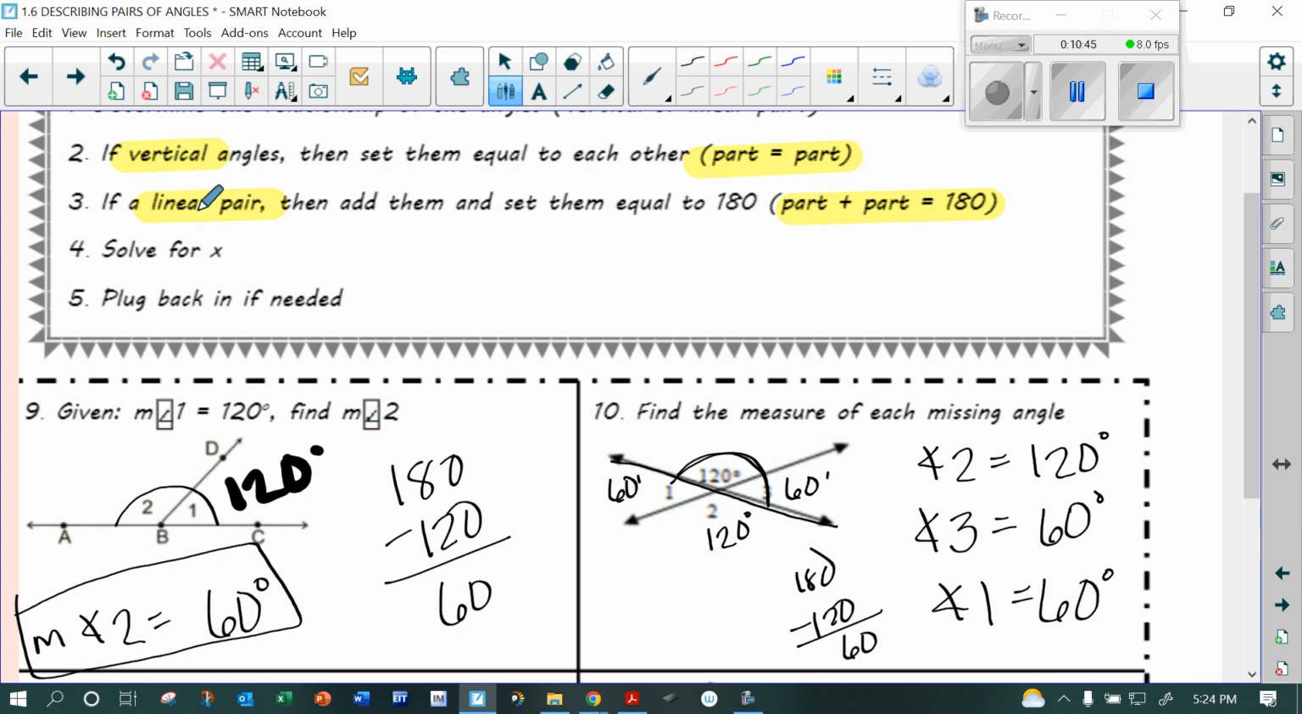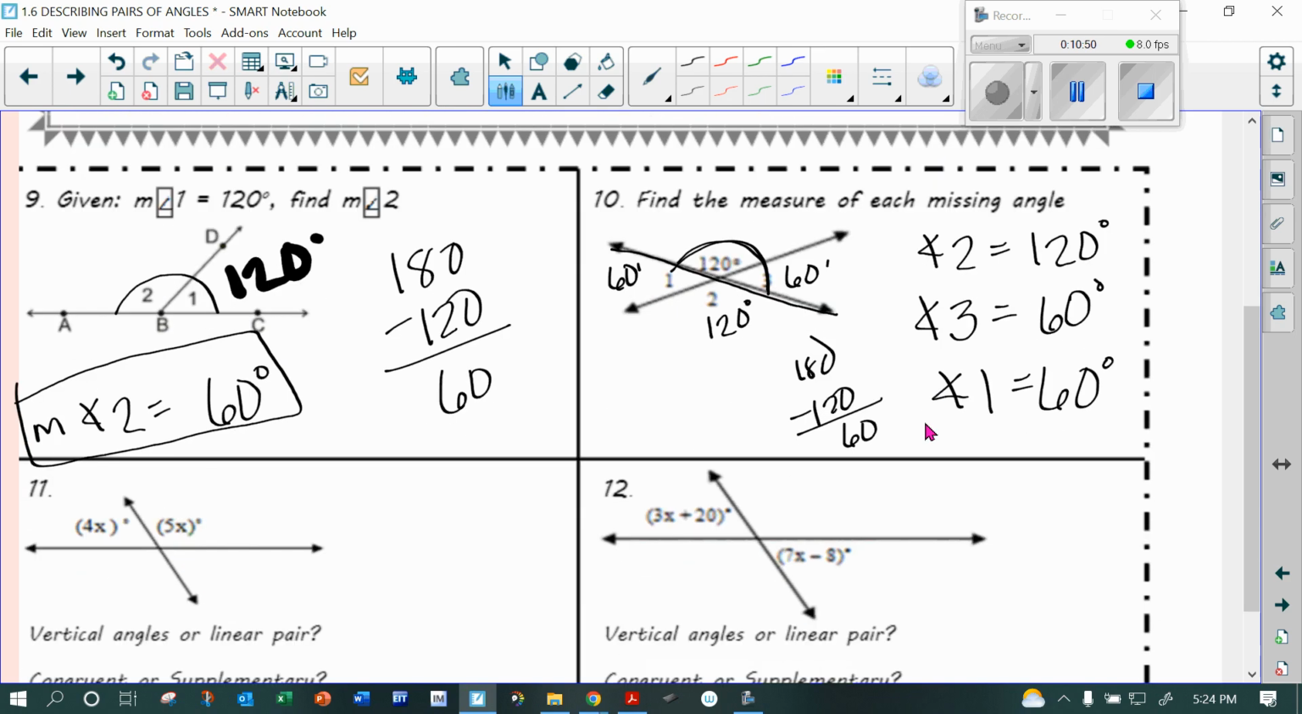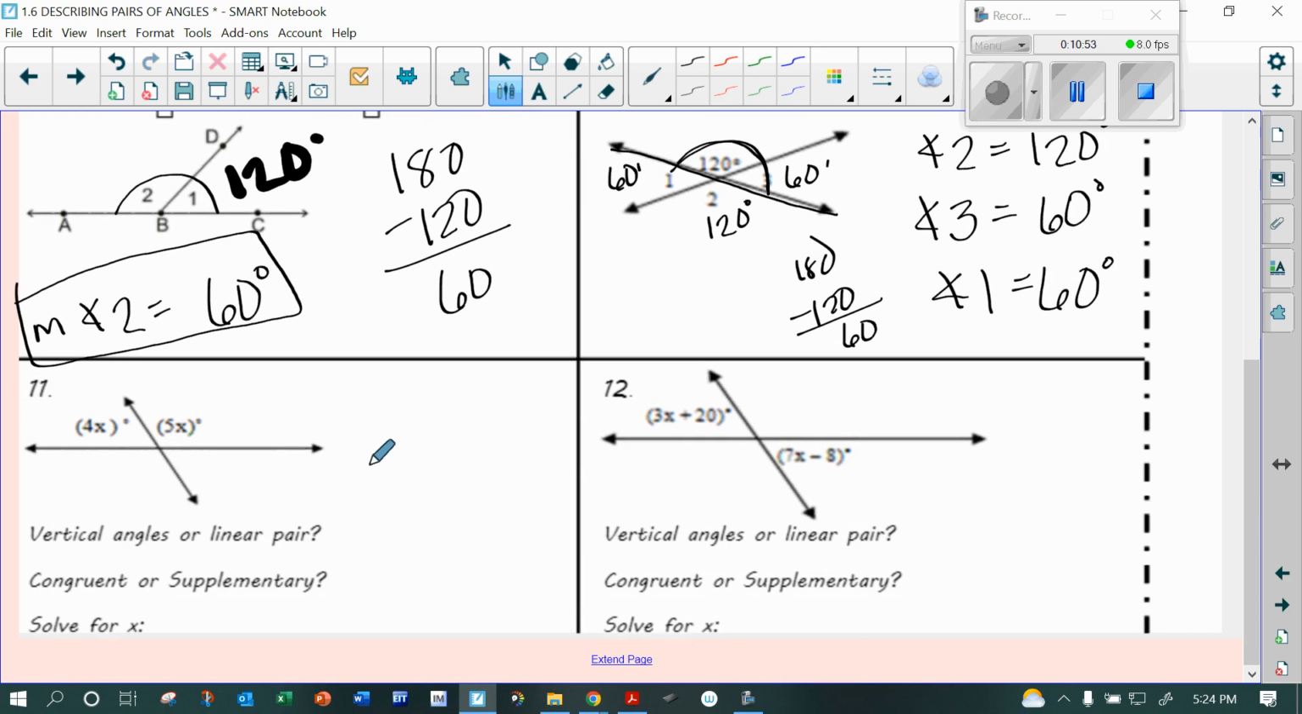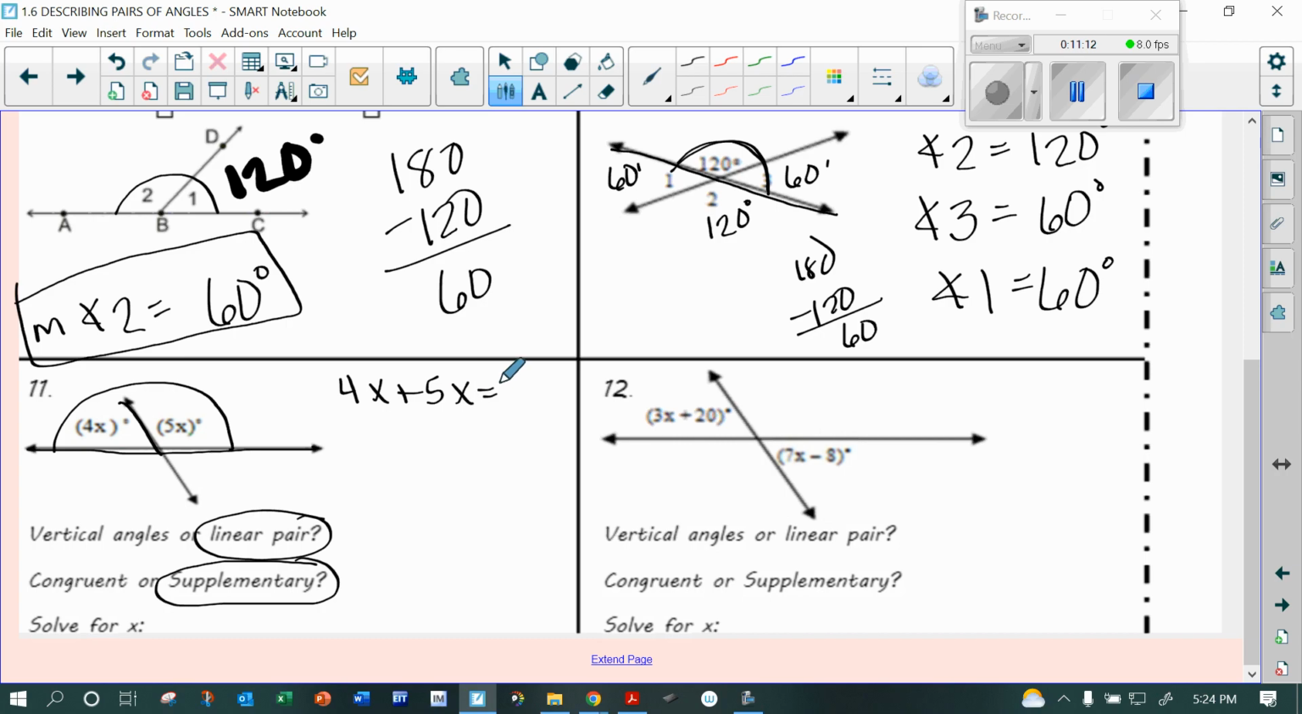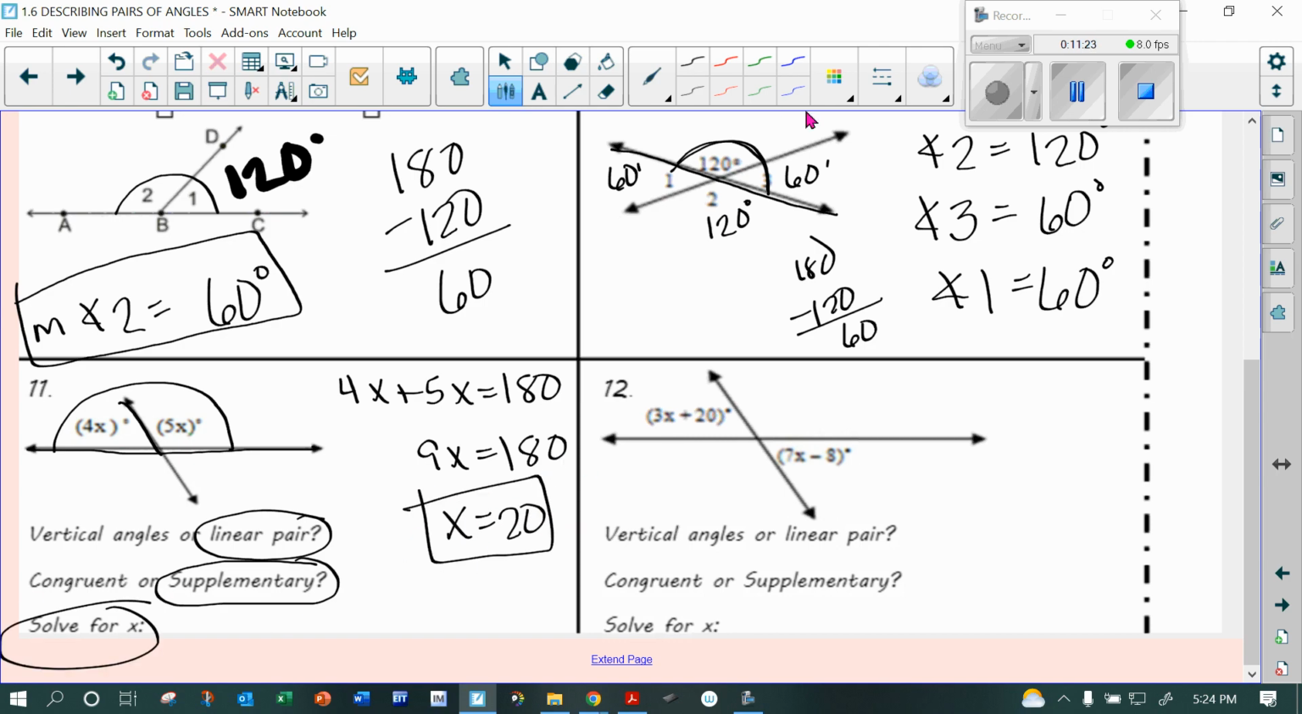So determine vertical or linear. Are they equal or do they add up? It works the same exact way when you're looking at algebra, okay? So I know that these two share a side and they make this line. So these two have to add up to 180. So are they vertical or linear? They are linear. Are they congruent or supplementary? They're always supplementary. So 4x plus 5x equals 180. 9x equals 180. X equals 20. And that's all it says is to solve for x. So check, I am done.